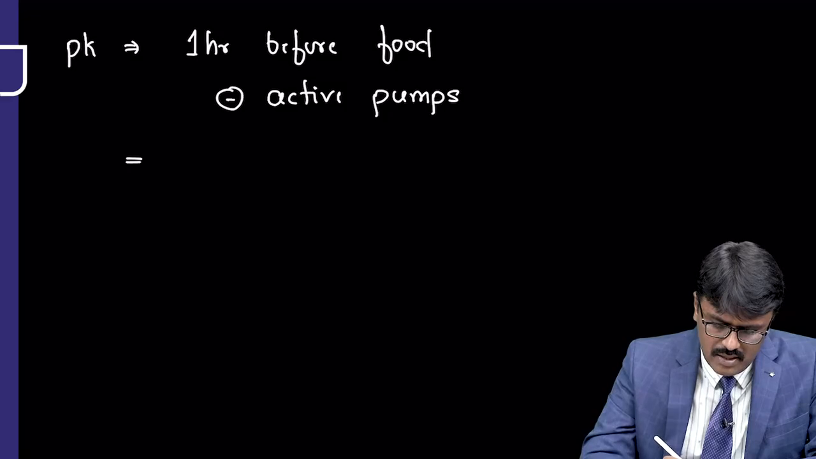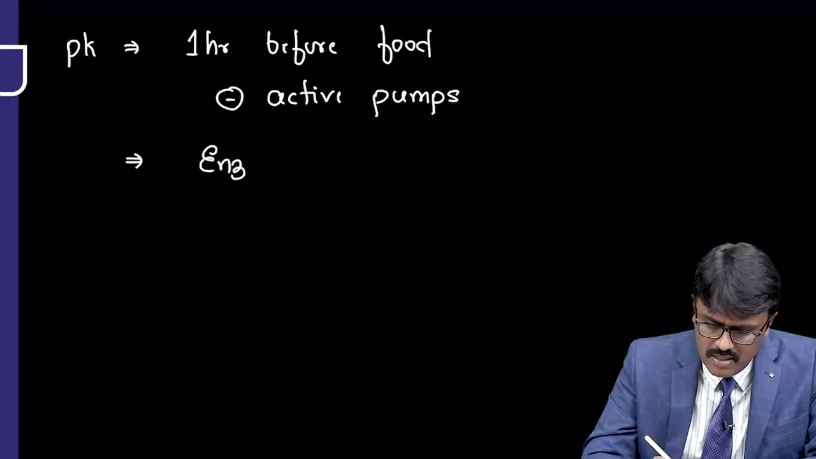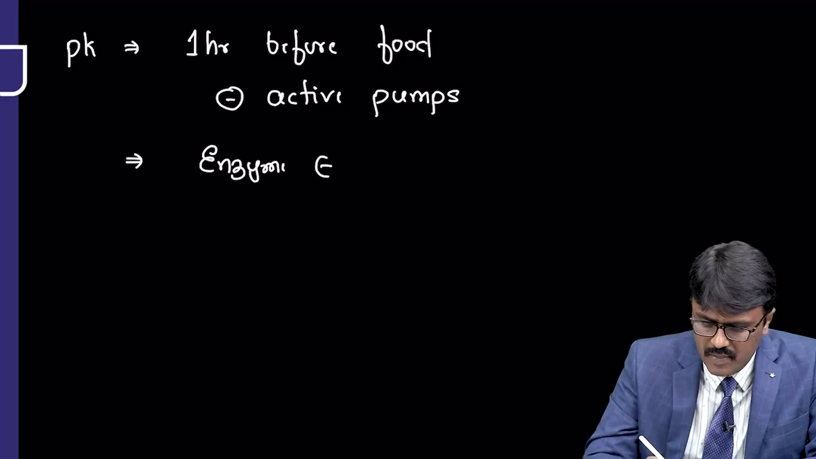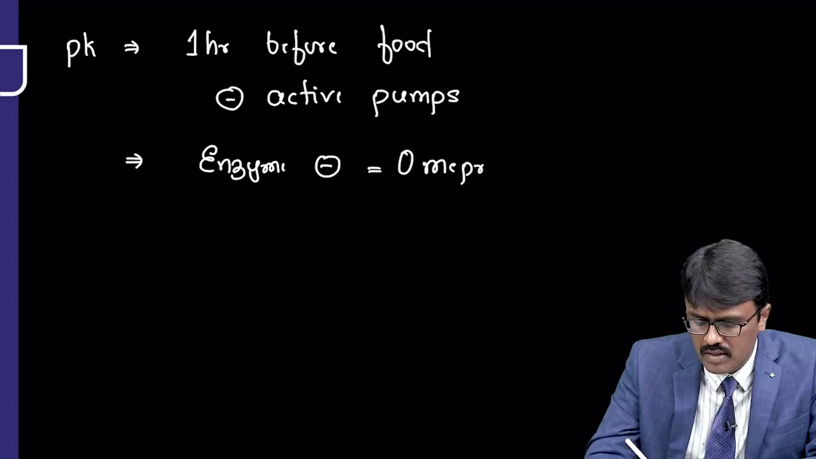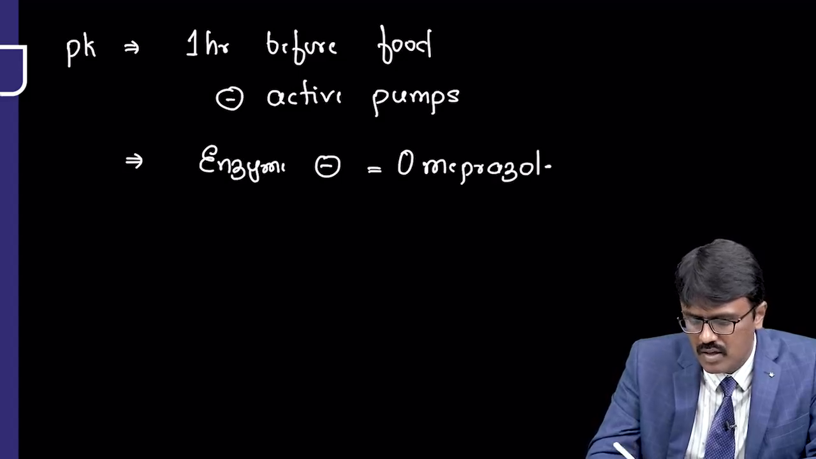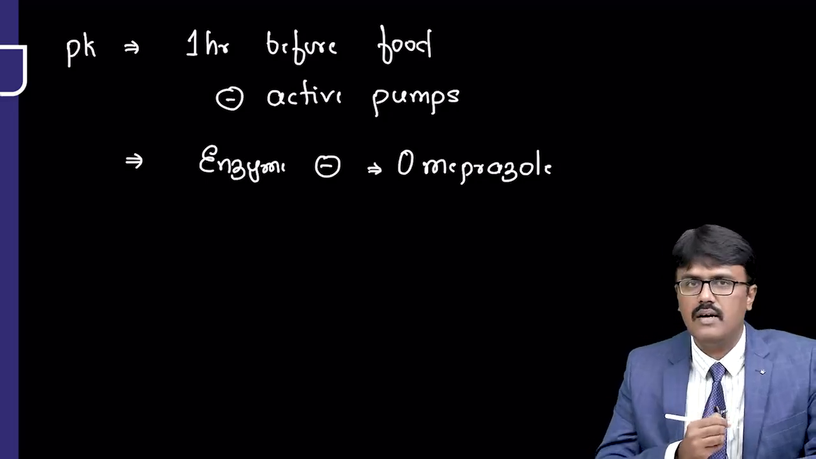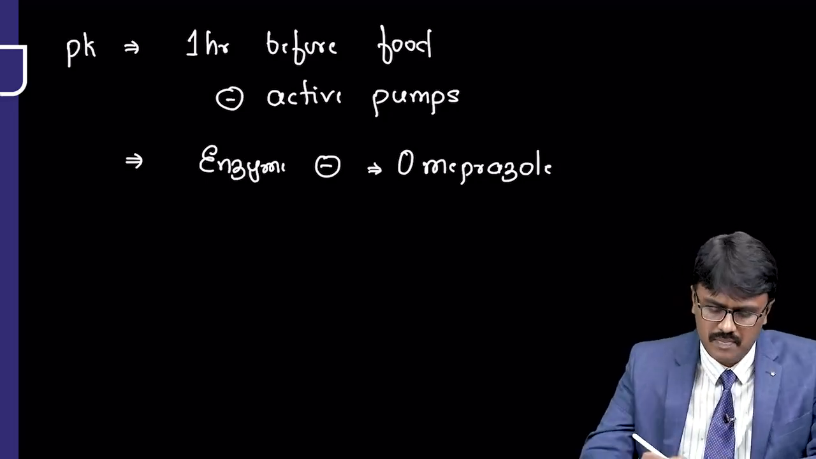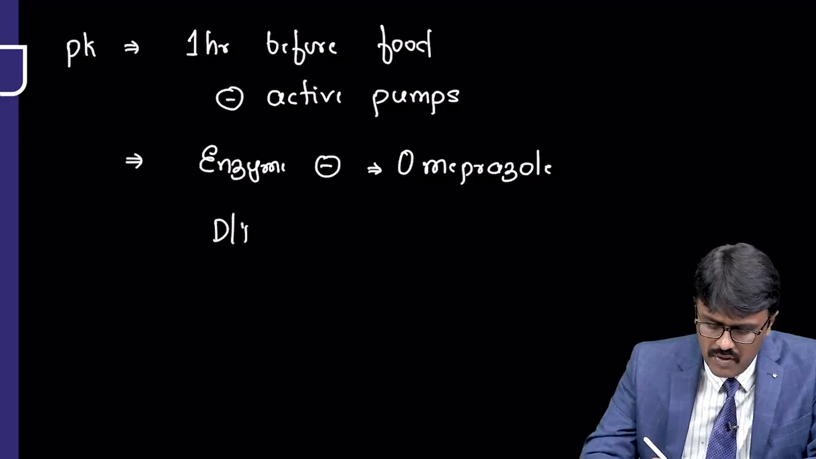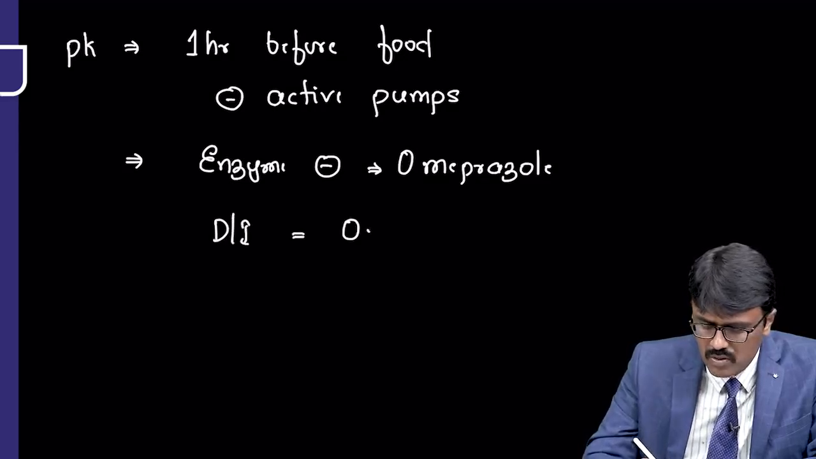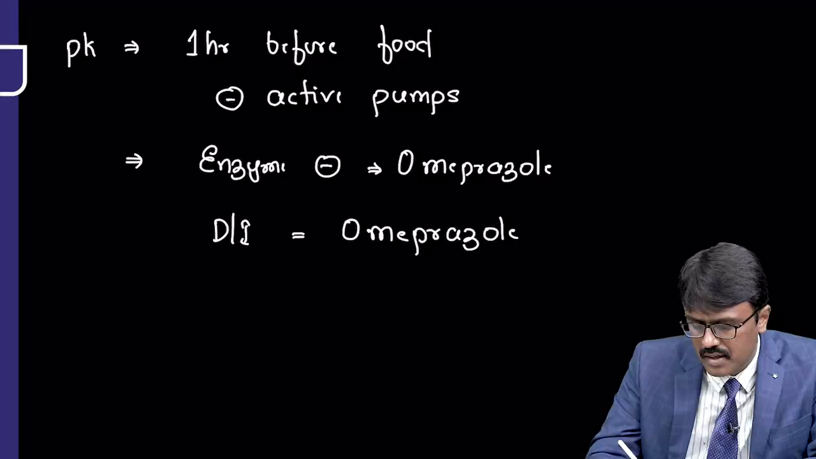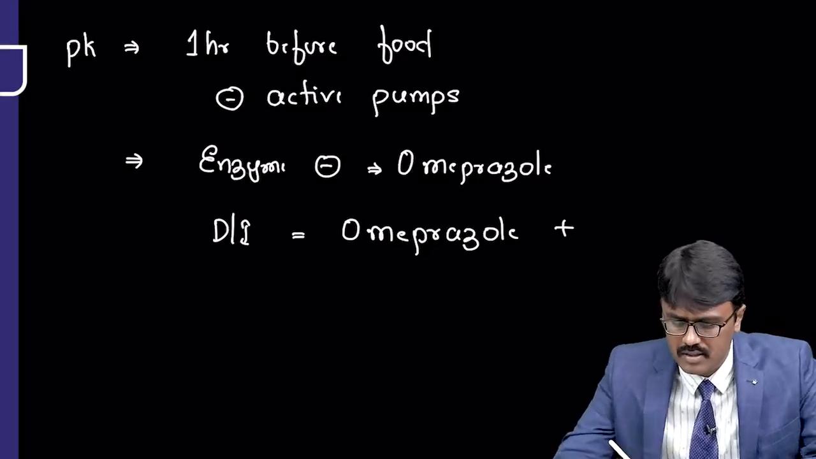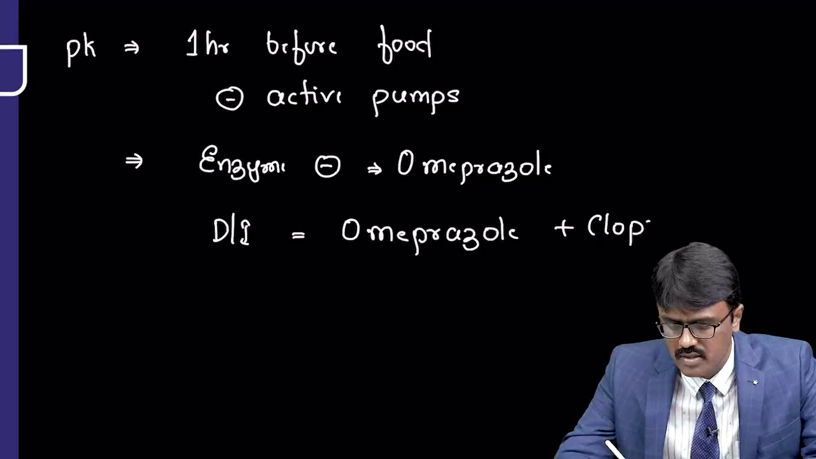Now there is enzyme inhibition. Enzyme inhibition is seen with a drug by the name omeprazole. Omeprazole can cause enzyme inhibition. One common drug interaction they will ask in your exam, please note down. Can we use omeprazole and an antiplatelet drug called clopidogrel together? That is the commonly asked question in our exams. Can we use them together?